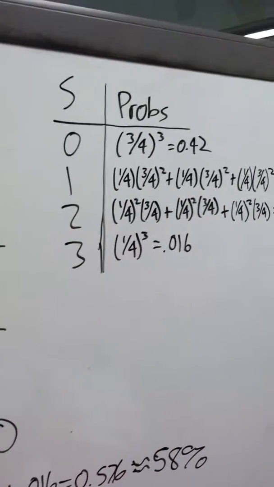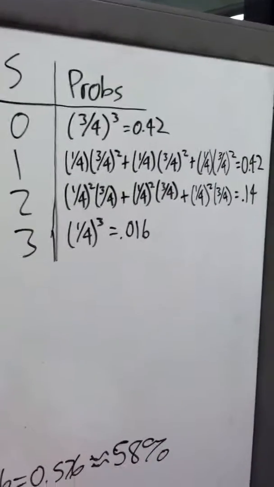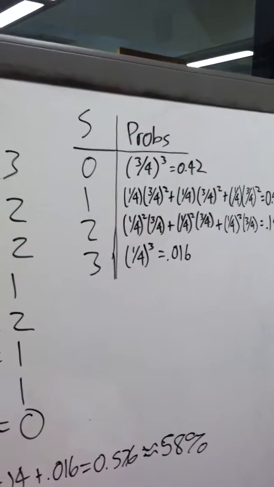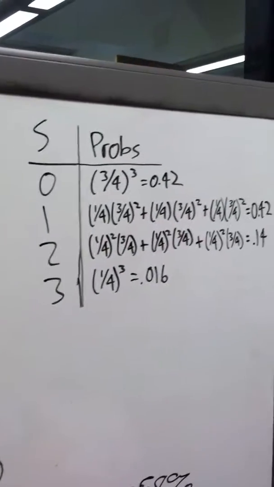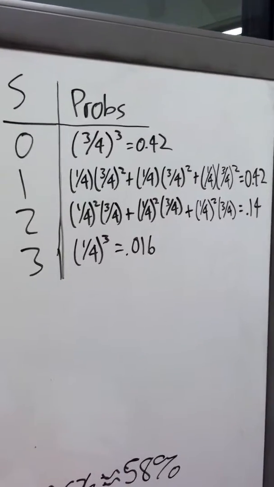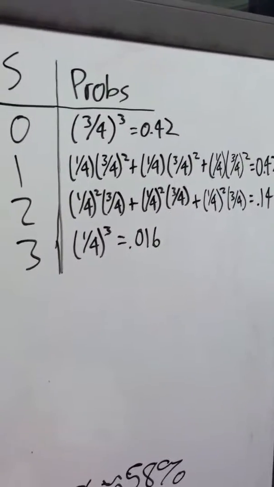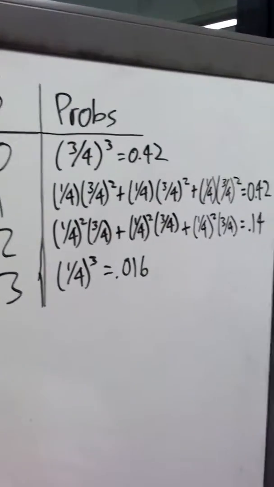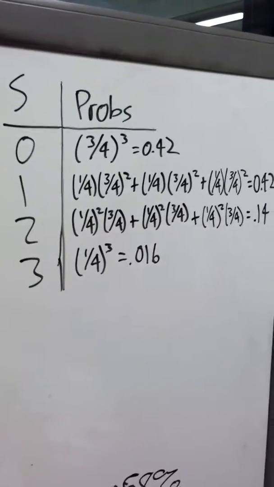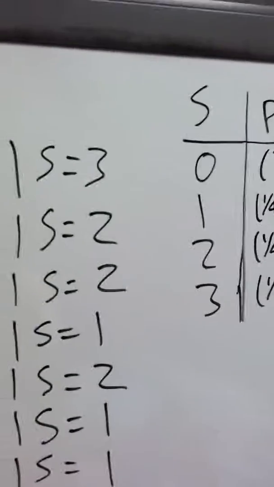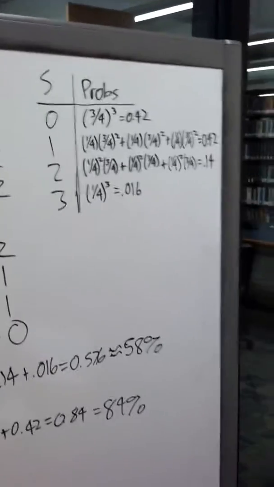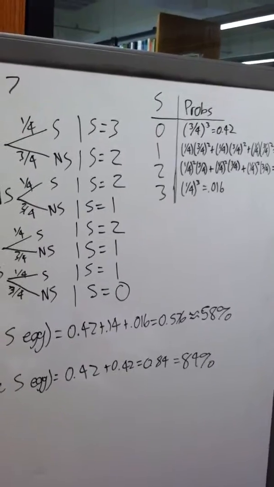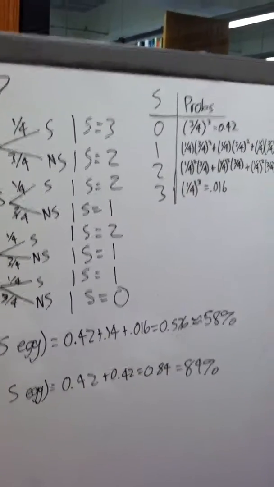For one salmonella egg in the quiche, we would have to multiply 1/4 times 3/4 squared, and we would add the same multiplication 2 other times. It's because there are 3 instances where there is 1 salmonella egg in the quiche.